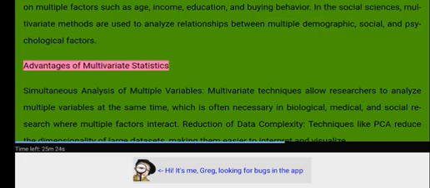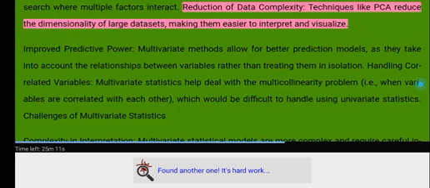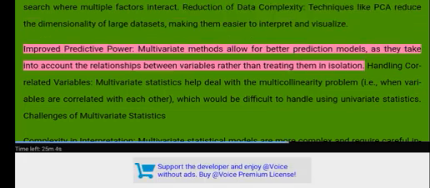Advantages of multivariate statistics. Simultaneous analysis of multiple variables. Multivariate techniques allow researchers to analyze multiple variables at the same time, which is often necessary in biological, medical, and social research where multiple factors interact. Reduction of data complexity. Techniques like PCA reduce the dimensionality of large datasets, making them easier to interpret and visualize. Improved predictive power. Multivariate methods allow for better prediction models, as they take into account the relationships between variables rather than treating them in isolation.